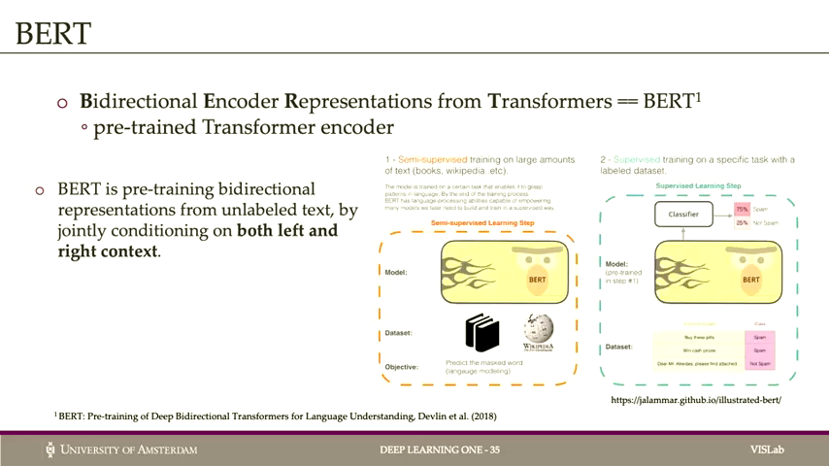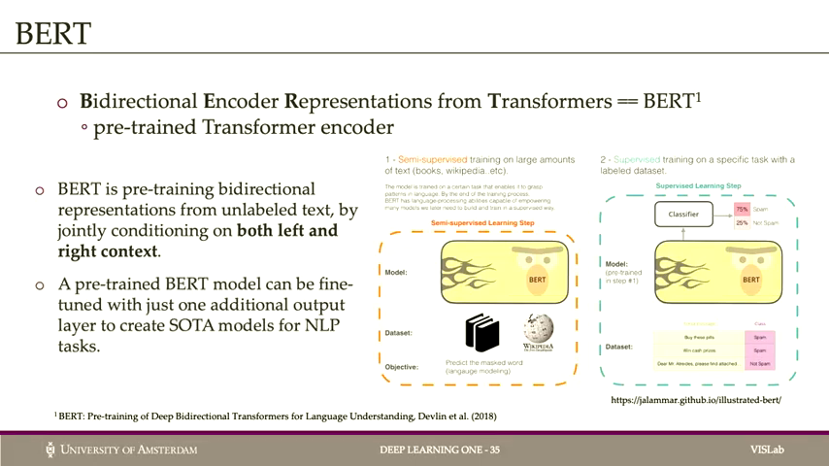BERT, what's the idea? We have two stages in these large scale models. First pre-training them, which is usually done in a semi-supervised or unsupervised manner on large amounts of data. And then the second stage is usually when we have the downstream tasks. So that's the supervised training with a labeled data set. Once we pre-train a model like BERT, it can be fine-tuned just with very small architectural changes in the output layers. And BERT basically achieved state-of-the-art for many, many NLP tasks.